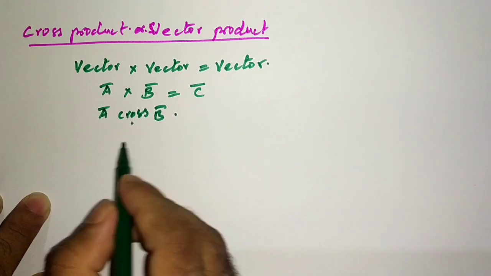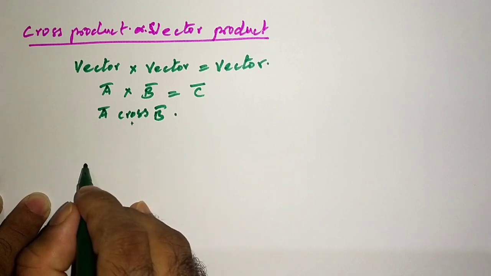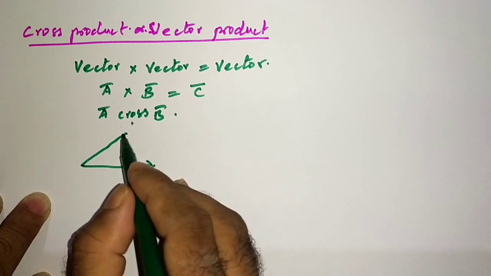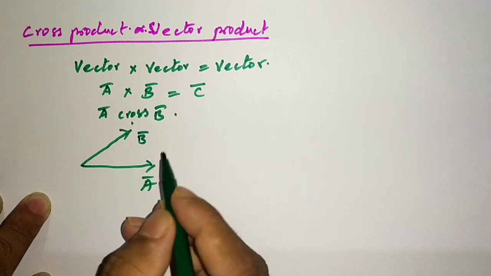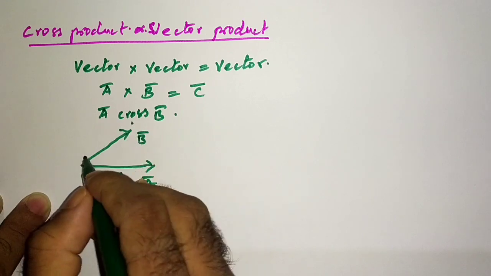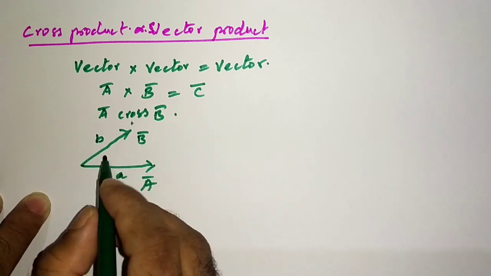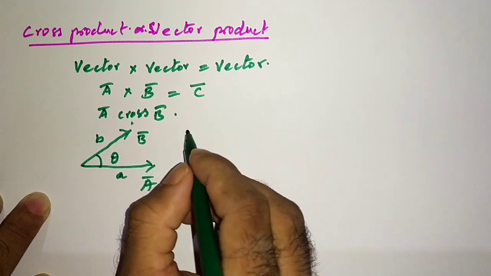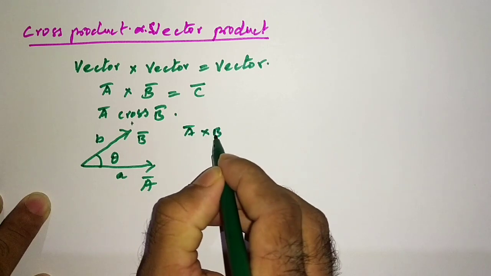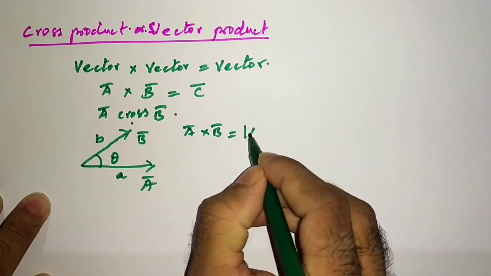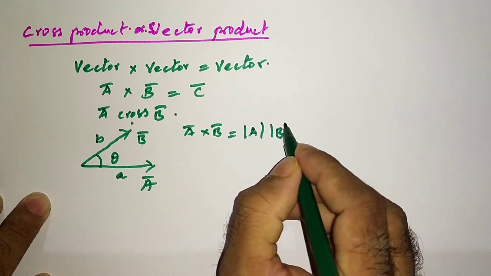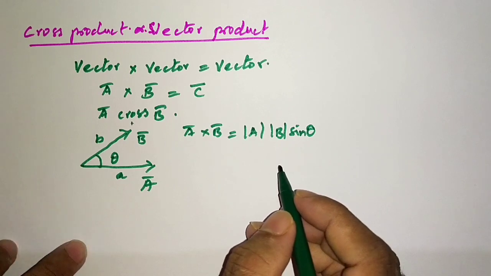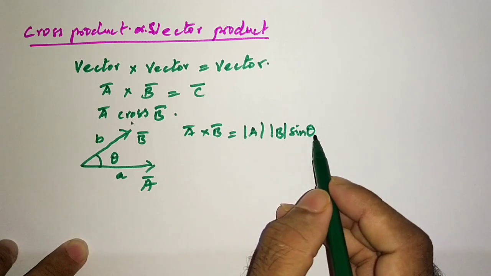Now for example, let us take two vectors. This is vector A and this is vector B. The magnitude of vector A I am taking as small a, the magnitude of vector B as small b, meaning lengths, and the angle between these two vectors is theta. Then A cross B is mod A into mod B into sin theta.